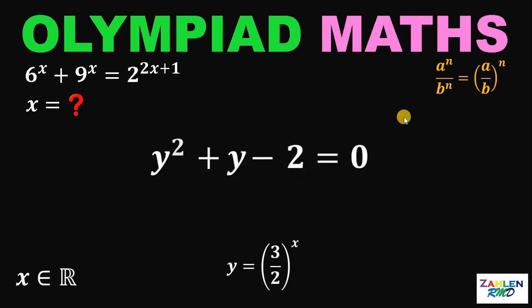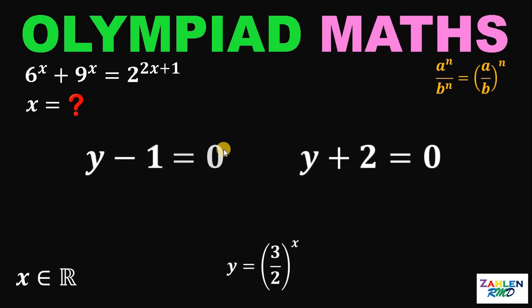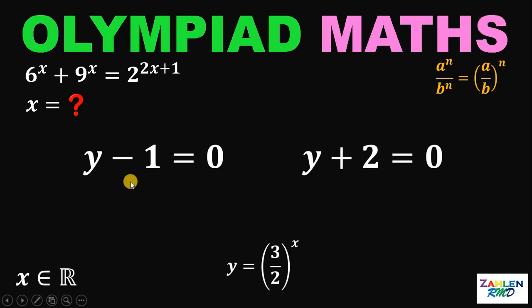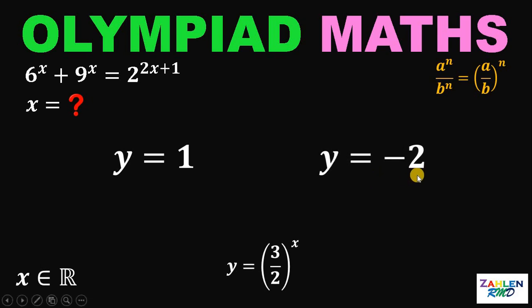So again, let's go back to its factored form. Now, since it is equal to 0, it follows that at least one of them must be equal to 0. So we can say that y minus 1 equals 0 or y plus 2 must be equal to 0. Now, on the first equation, let's solve for the value of y. So we get that y equals 1. On the second equation, we get that y equals negative 2.